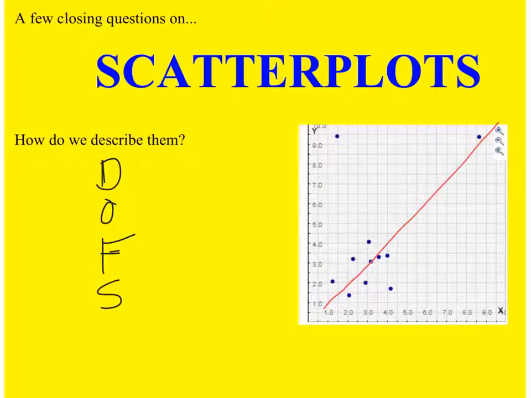The form, I think a linear equation fits the best. And strength: without the outlier, if you ignore that, it's very strong. The outlier weakens it, but it's a strong positive correlation.